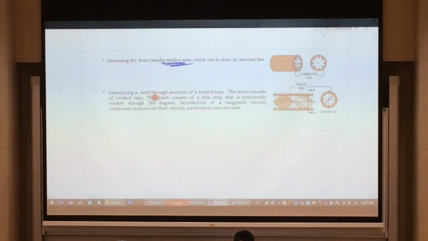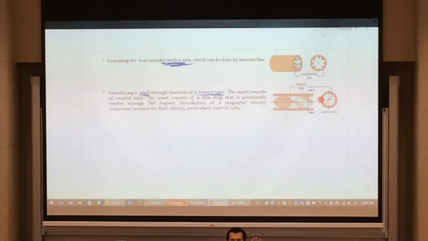The third strategy is to introduce swirl by inserting twisted tape. So I hope you can visualize. What I have is a tape over here. As it moves along the pipe, it twists. It twists in this kind of shape. Why would I need a pipe with a twisted tape inside? That's because the fluid flow would now be spiraling along the pipe.